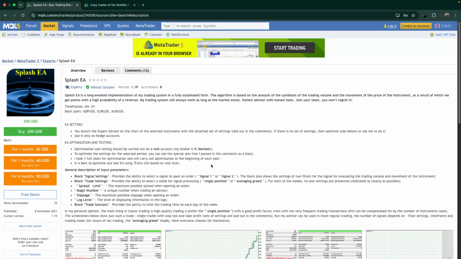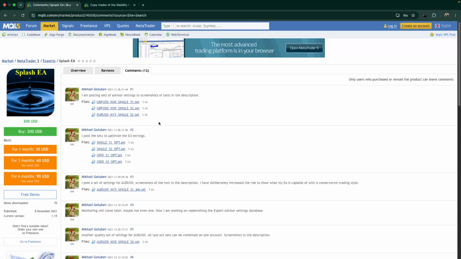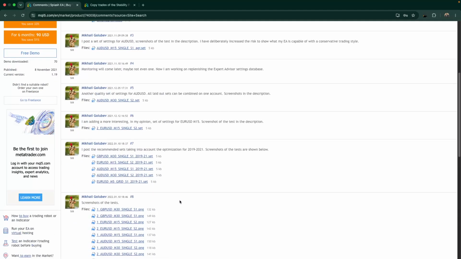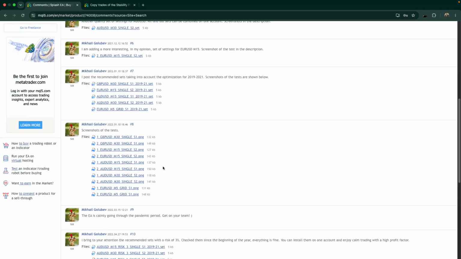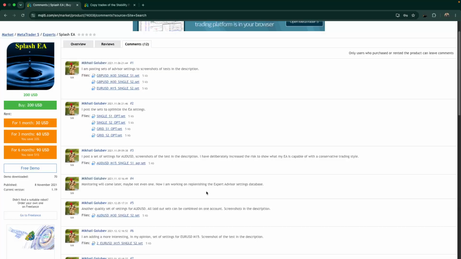And if you want different set files to get to your preferred trade style or your risk appetite, you can use the different set files from the developer himself, Mikhail Golubev. You have so many set files here which you can choose from. Just check it out and see if you can set it on your MetaTrader 5 or MetaTrader 4 and use it.